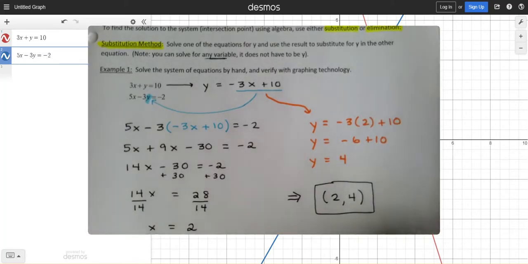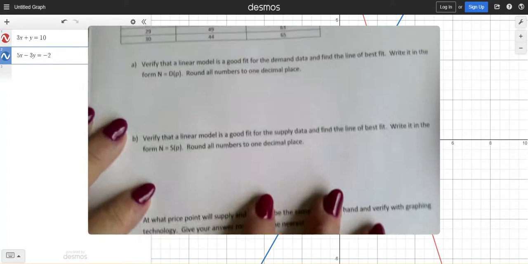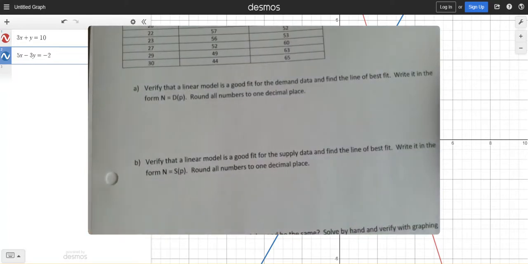All right, we're going to try an application where we get a couple of lines and we'll solve a system by substitution in our application here.